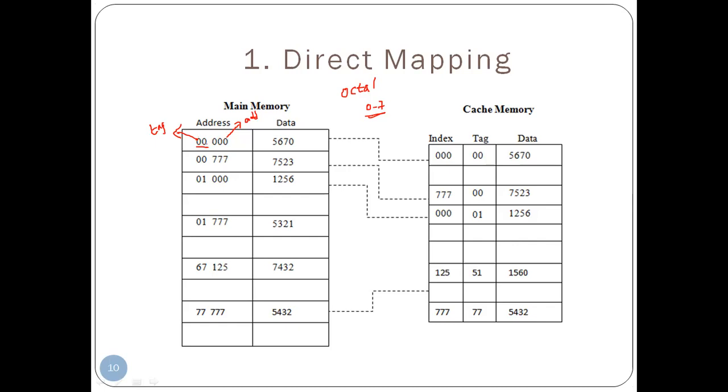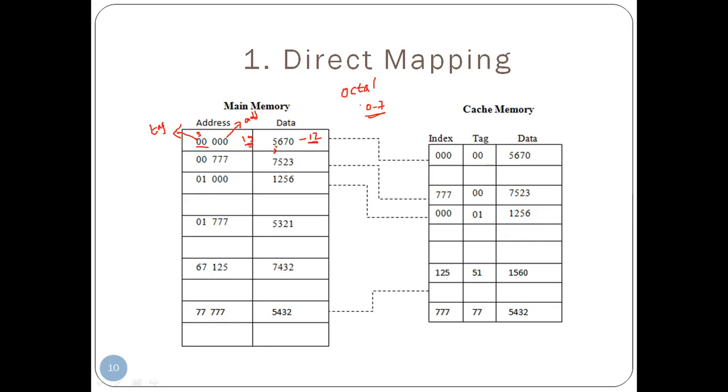The data field is 12 bits and the address field is 15 bits. As we use octal notation, each digit represents 3 bits. This is how we have represented the 5 digits and 4 digits. Don't get confused: each digit is 3 bits. So 5 digits of 3 bits are 15 bits for the address, and 4 digits of 3 bits are 12 bits for the data.